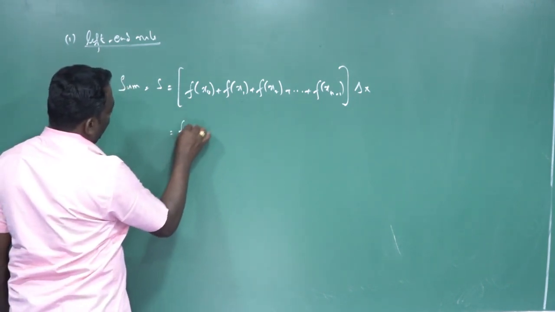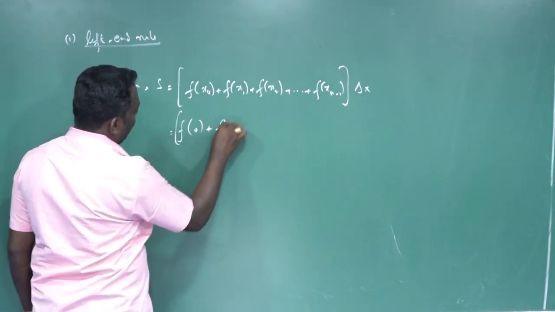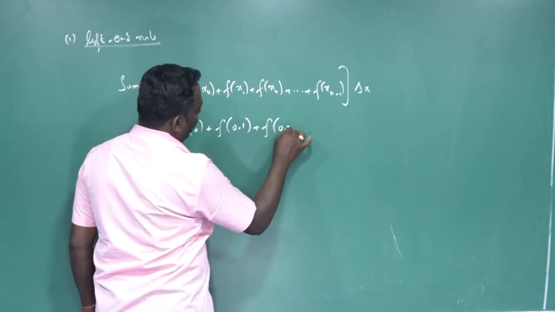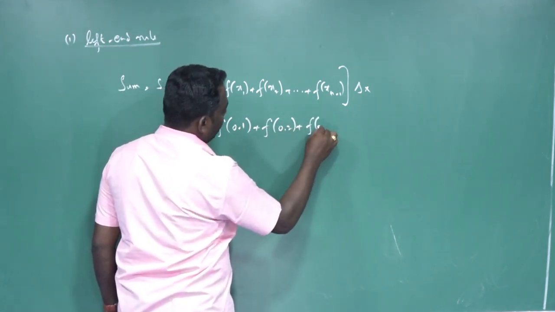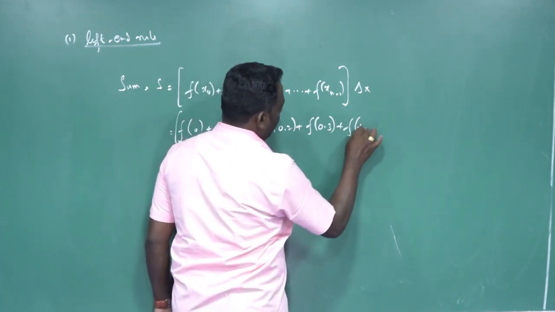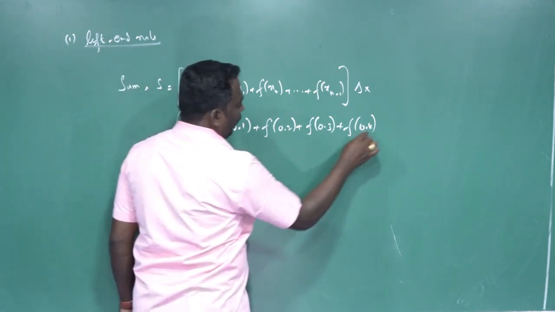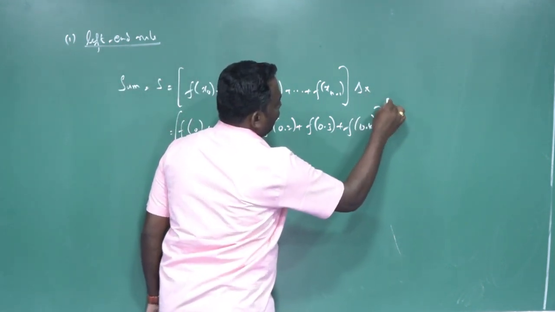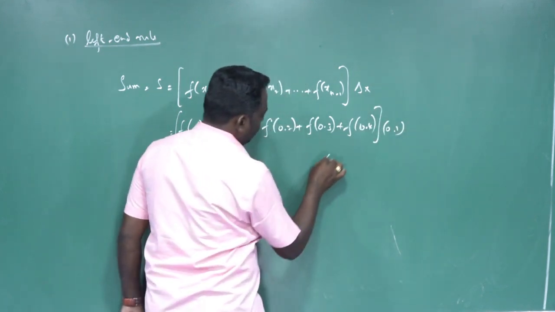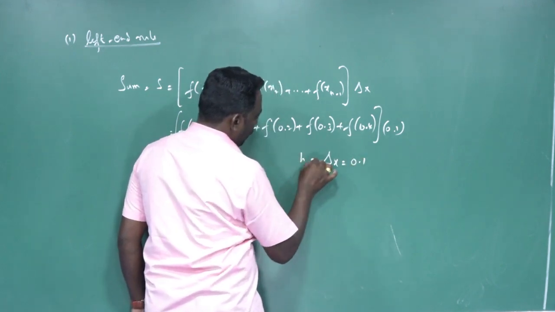Now that is equal to f of x naught, where x naught value equals 0, plus f of x1 equals 0.1, f of x2 equals 0.2, plus f of x3 equals 0.3, plus f of x4 equals 0.4. There are 5 intervals, 1, 2, 3, 4, 5, into delta x. Delta x value equals 0.1. Delta x is defined as 0.1, and it is called the h value.